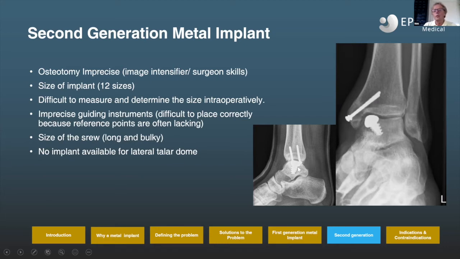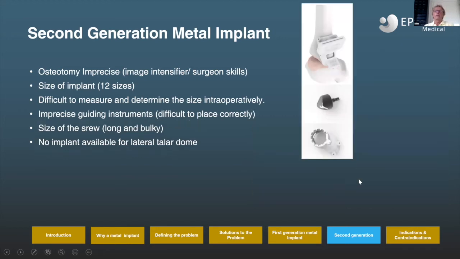Size of the screw, I was always afraid that I would go into the subtalar joint. It's very bulky because it's the same screw as for the knee. It's a one-size-fits-all screw, and it's a little bit big for the ankle. And there was only an implant available for the medial side, not for the lateral side. And of course, we have also defects on the lateral side.